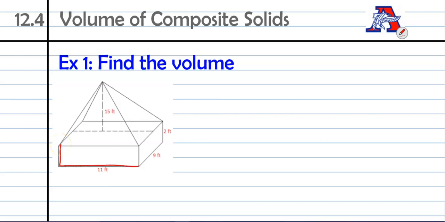I am first going to look at this red piece, and that is a rectangular prism. I'm going to write that down and find the volume of it. Remember, that was the simple one: area of the base times height of the prism. Our base, it's kind of hard to see, but I am going to use this 11 by 9 base. I'm just picturing the bottom of that.